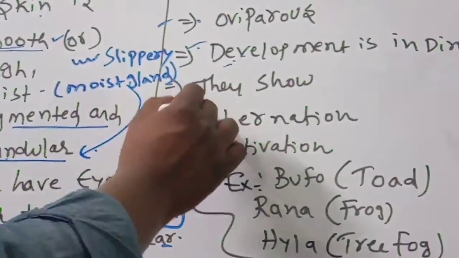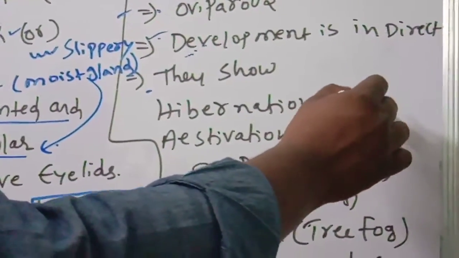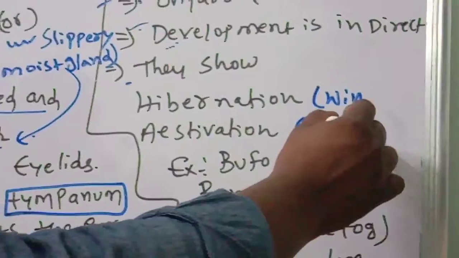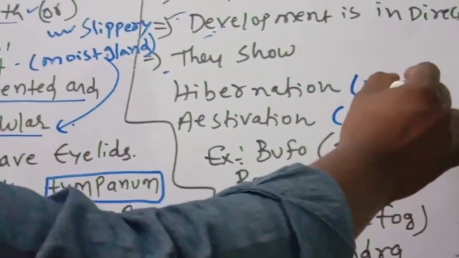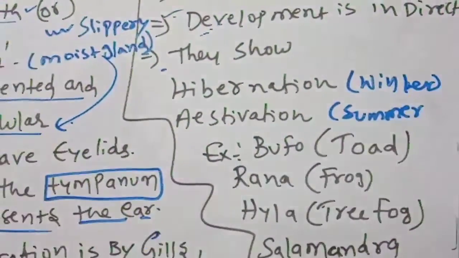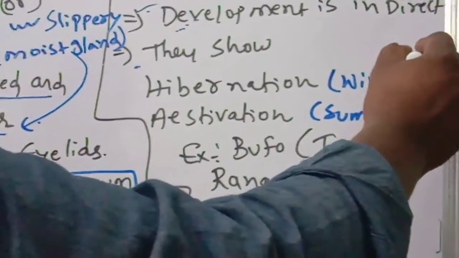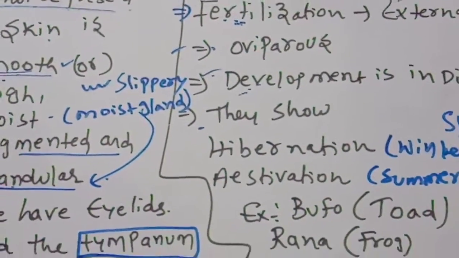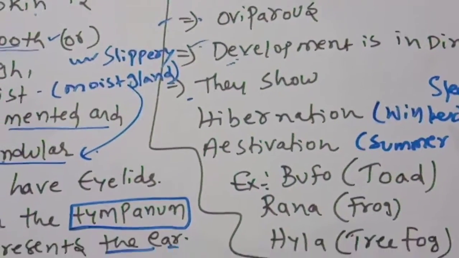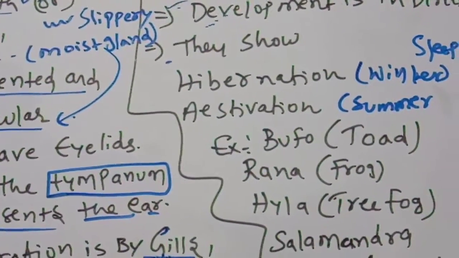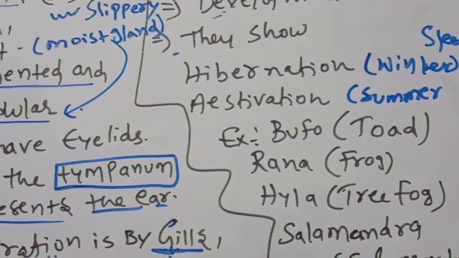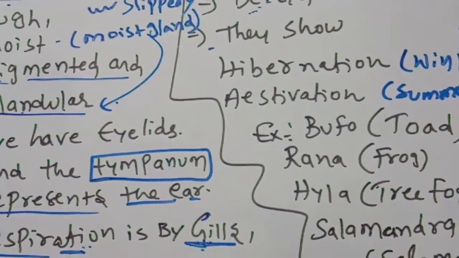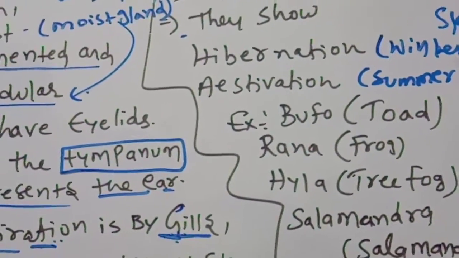They show hibernation, winter sleep, and estivation, summer sleep. This means when conditions are not good, they take complete rest. Taking complete rest in winter is called hibernation, and taking rest in summer is called estivation. Hibernation, winter sleep; estivation, summer sleep.